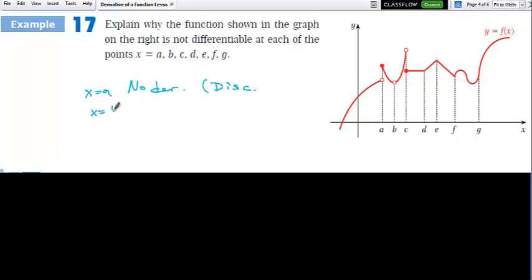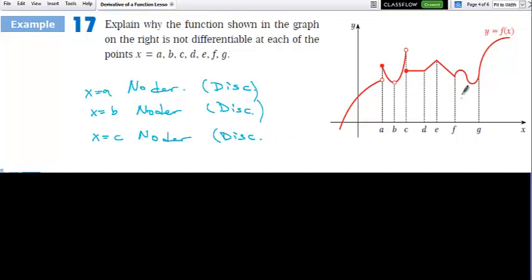x is equal to b, no derivative again, because it is discontinuous again, because this point is a removable discontinuity. For c, x is equal to c, no derivative. The reason is the same, discontinuity.